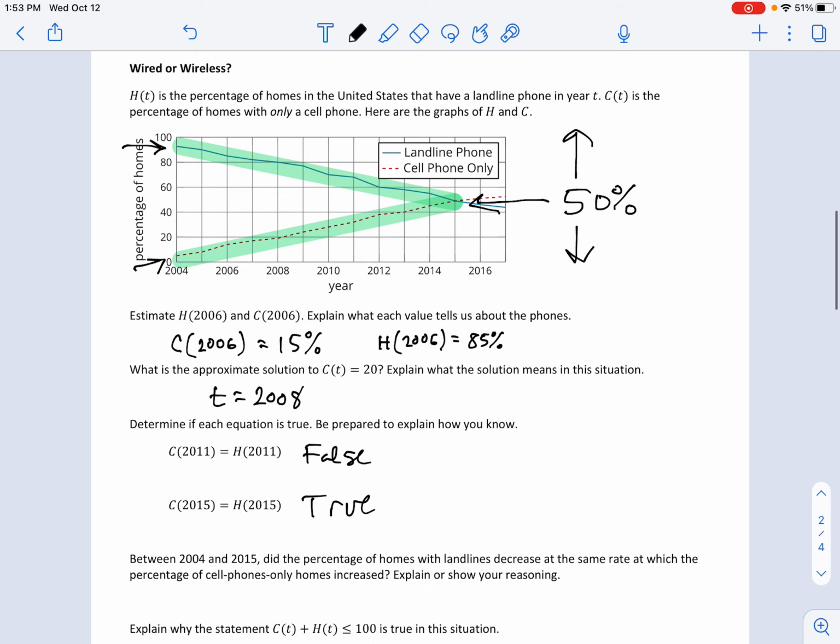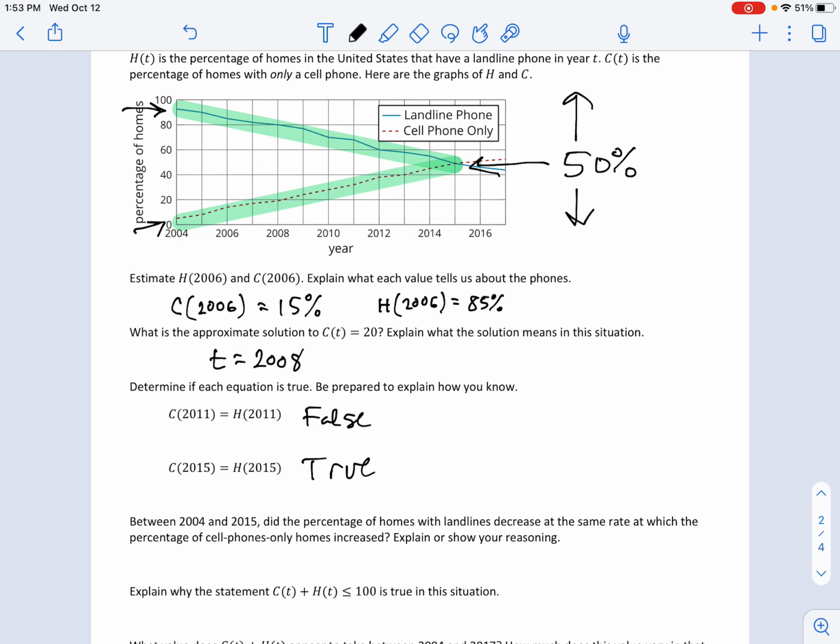So the answer to the question would be, did the percentage of homes with landlines decrease at the same rate at which the percentage of cell phone only homes increased? The answer is yes. And the explanation is what I drew on the graph there. Okay, and so the next part says, explain why the statement C of t plus H of t is less than or equal to 100 is true in this situation.